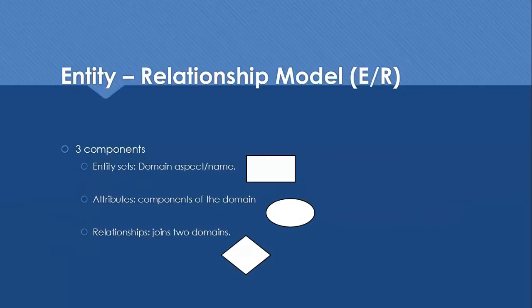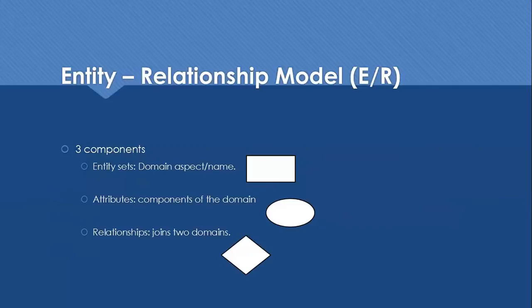Entities are the main aspect of the database, which are represented by a rectangle. Then come attributes. Attributes are the components or the subsection of the domain. They are usually represented by a circle or an oval, if you'd like to call it that. Then come the relationships. Relationships are basically a rhombus shape which joins two different domains together.